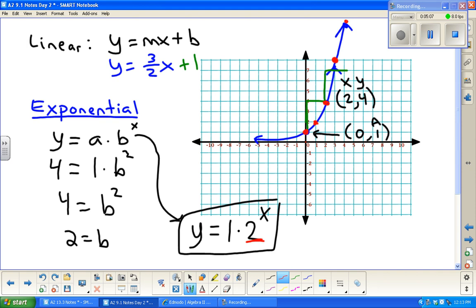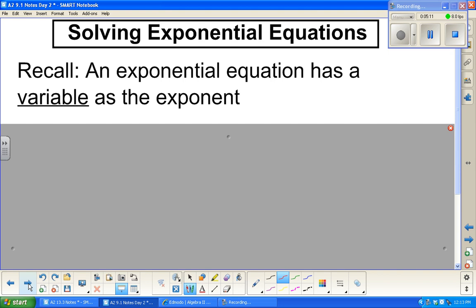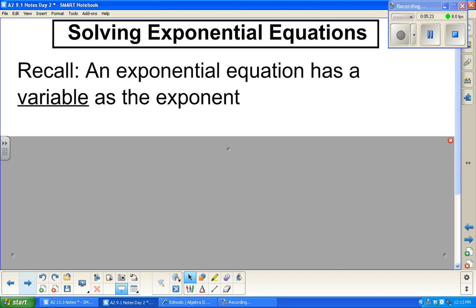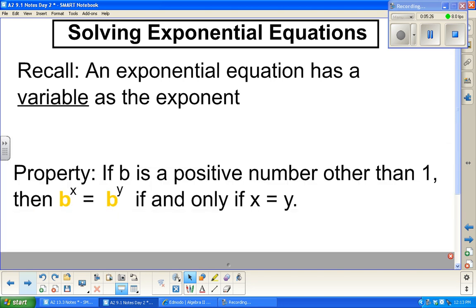Okay, but the one other thing in this section we need to cover is the introduction to solving exponential equations. So if we remember an exponential equation, okay, just like an exponential function, it has a variable in the exponent. Okay, so let's take a look at a little property that will help us here.